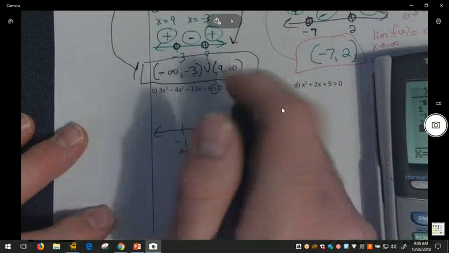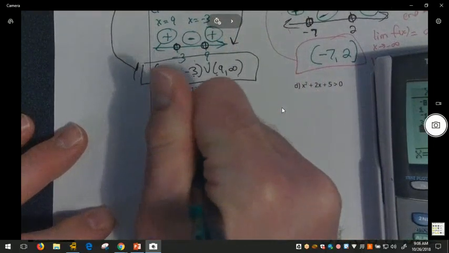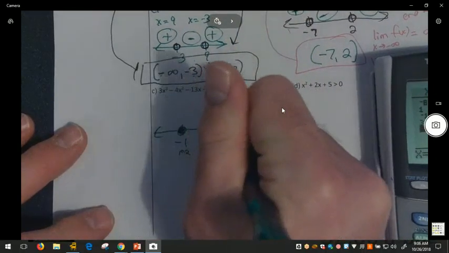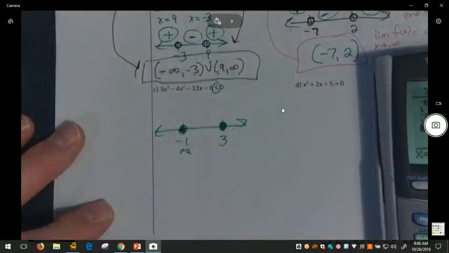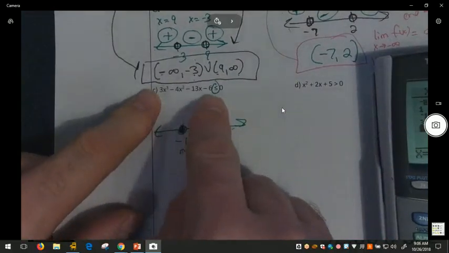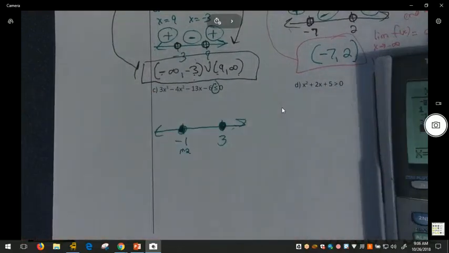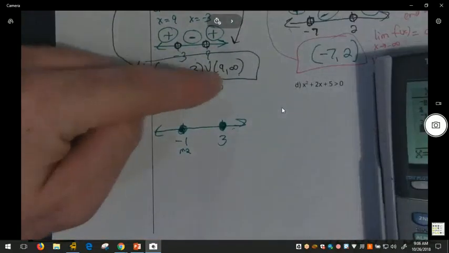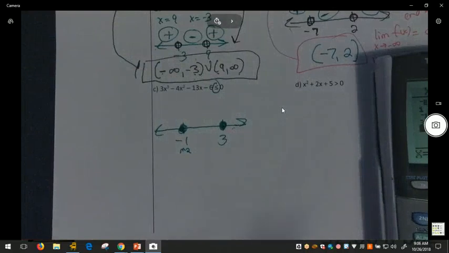This does have equality because of the equals bar. I'm going to put in solid circles. They will be part of my solution. So I'm going to use brackets when I describe the interval for which this function is less than or equal to 0. In other words, where it's below or on the x-axis.